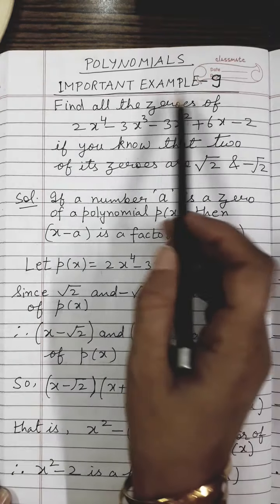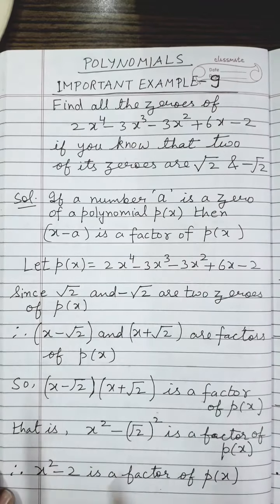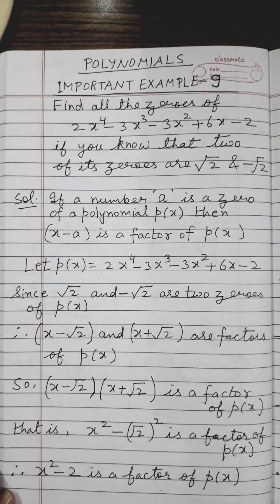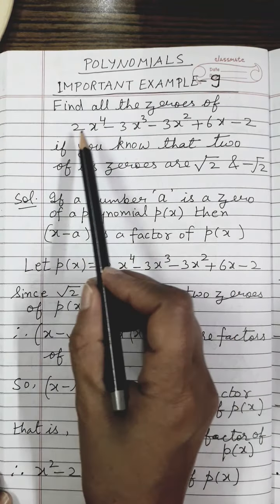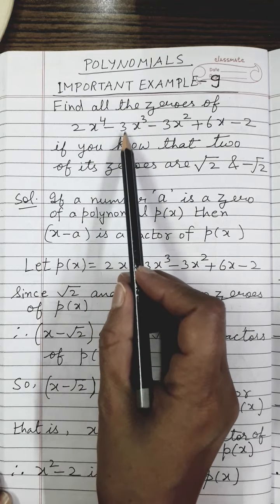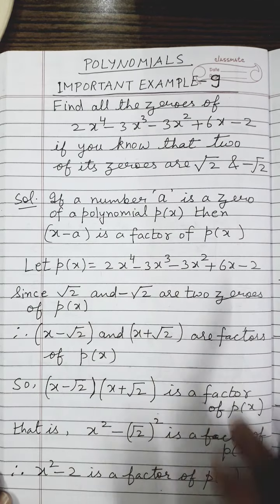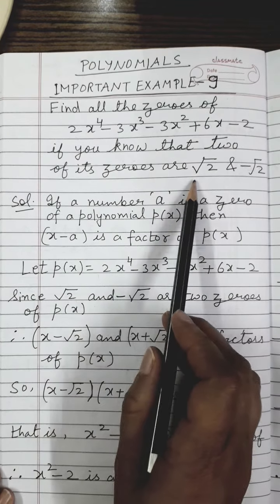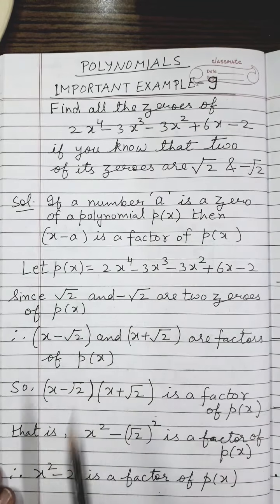Today I am going to solve an important example number 9 from polynomials chapter. This question is very important. It is very frequently asked in your board exam, so understand it very attentively. Find all the zeros of 2x power 4 minus 3x cube minus 3x square plus 6x minus 2 if you know that the two zeros are root 2 and minus root 2.